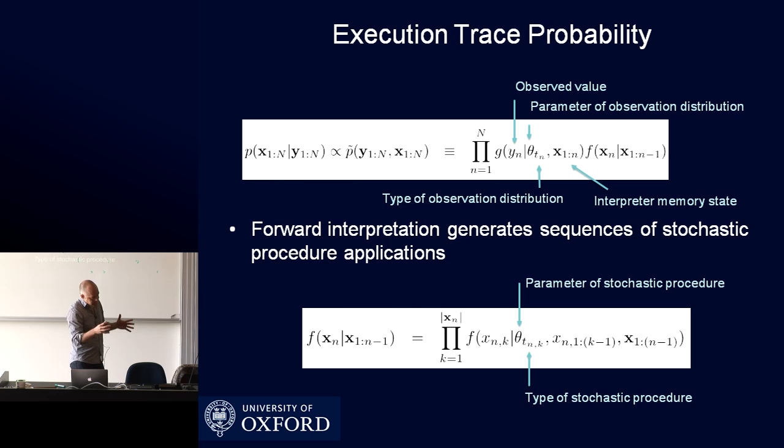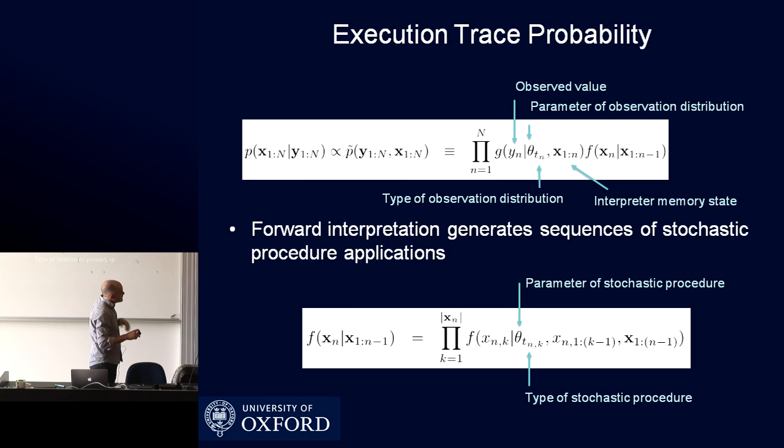So in between observation n minus 1 and n, the interpreter is going to do a bunch of stuff. This will be clear in just a second, hopefully. All of the random choices made in between, we're going to really abuse notation and index those random choices in between the observations x in k. So k will count up to however many it takes to get to the nth observation. And again, theta is the parameter of the stochastic procedure.